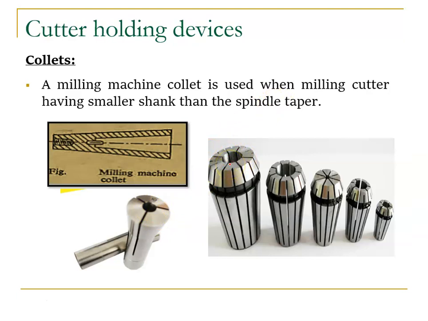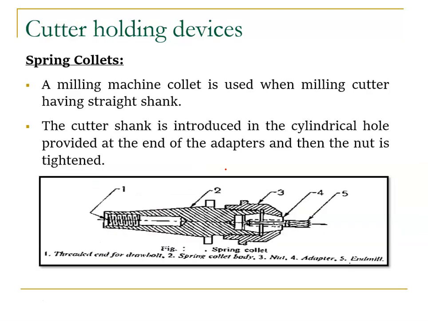If you want to remove the cutter, we have a drift. There will be a drift, and we have slots here. If we insert the drift into them, the tool automatically comes down. So a milling machine collet is used when the milling cutter has a smaller shank than the spindle taper. For milling collets we have a variety of collets. One is the spring collet, right? So we have one spring collet.